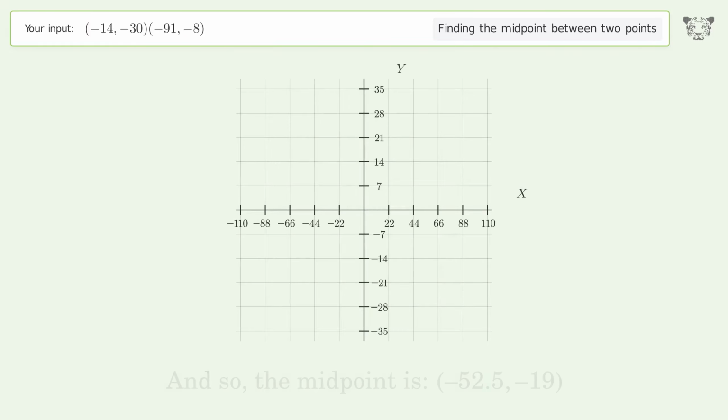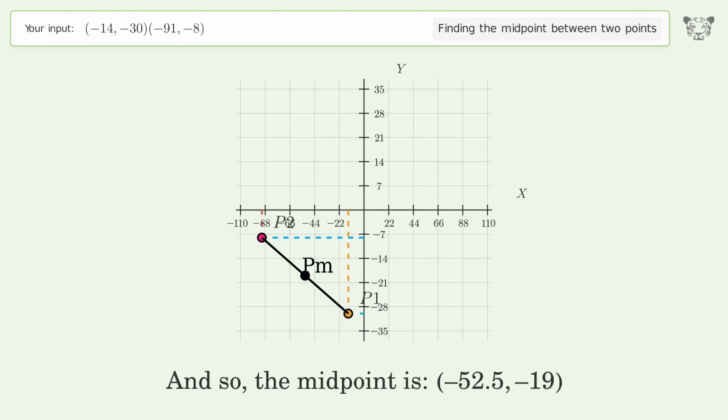And so, the midpoint is negative 52.5, negative 19.